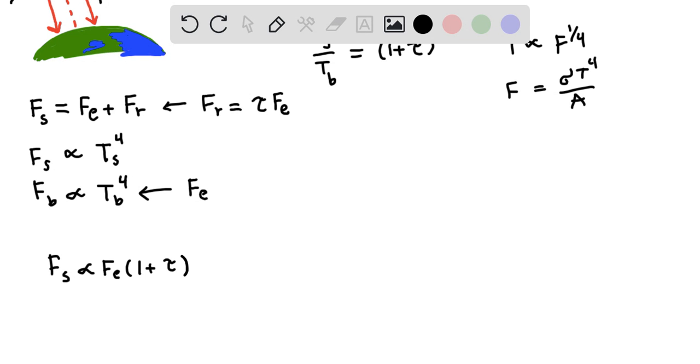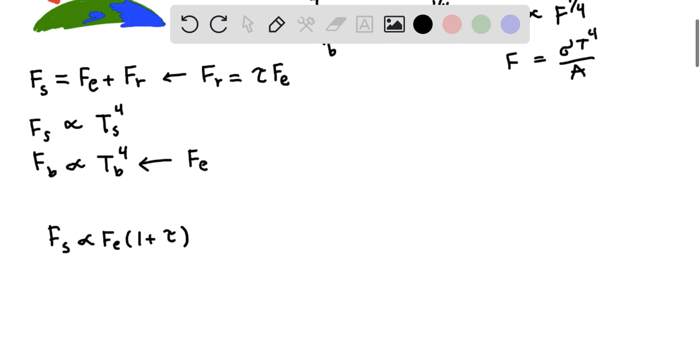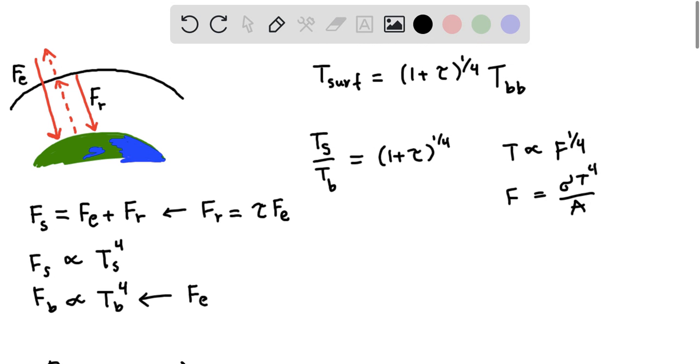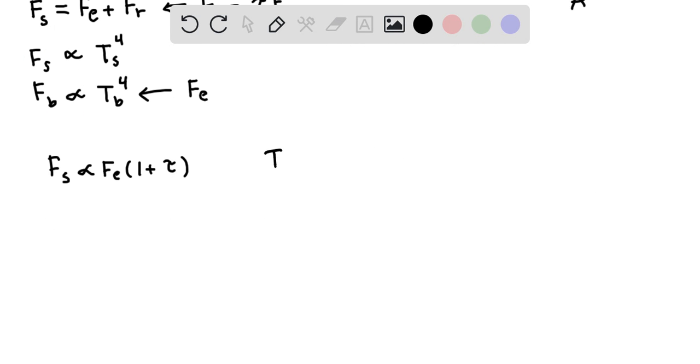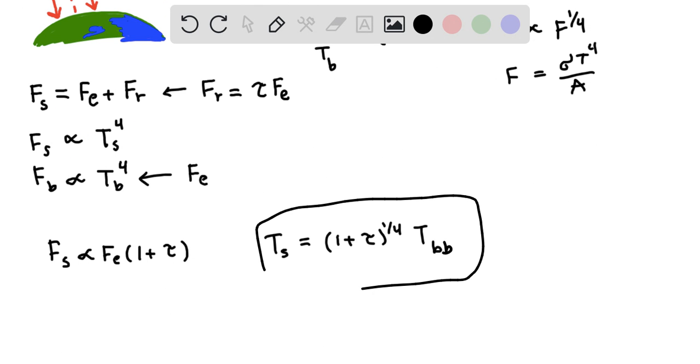All right, so if we return to our original equation, we can put this to the 1/4 power and substitute it in, and then we'll see that the surface temperature is equal to (1 + tau)^(1/4) times this emitted flux to the 1/4, which in this equation we'll see is just the blackbody temperature. And so we've recovered our initial equation. All right, so this is question A.